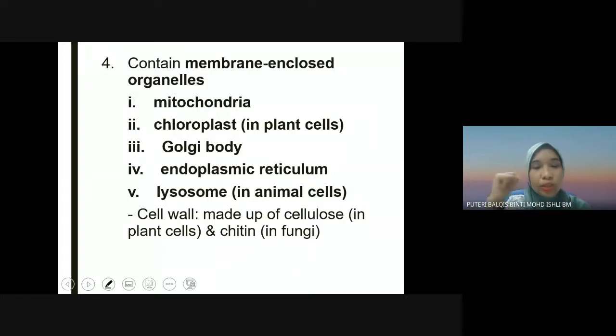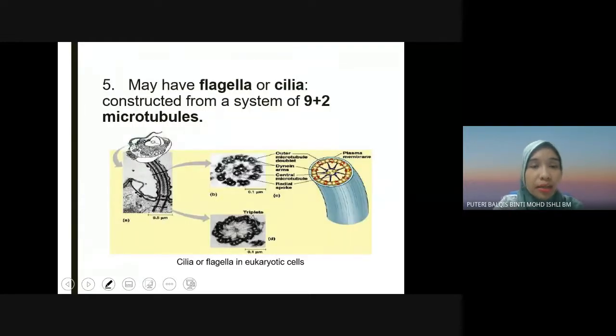Eukaryotic cell also has cell wall. For plant cell, the cell wall is made up from cellulose. For fungi, the cell wall is made up from chitin. Example of fungi is mushroom. Mushroom or yeast, that is the example of fungi. It also has flagella or cilia in eukaryotic cell.